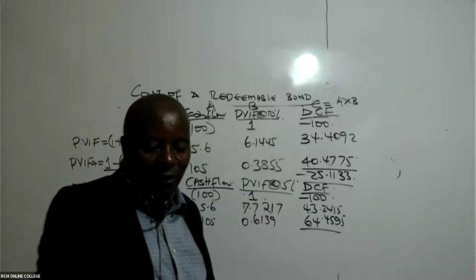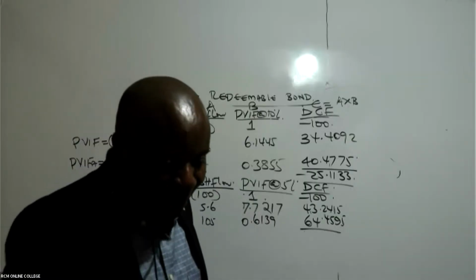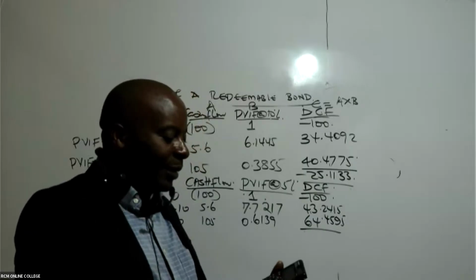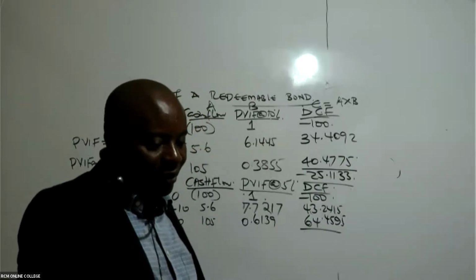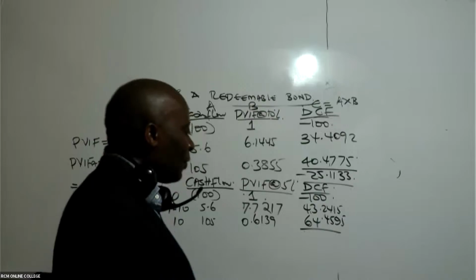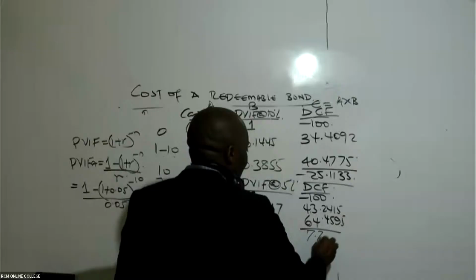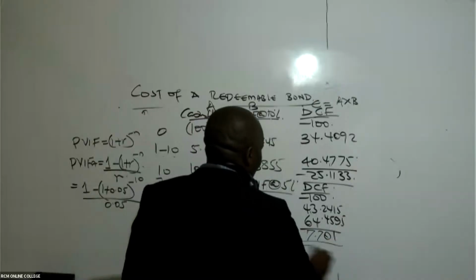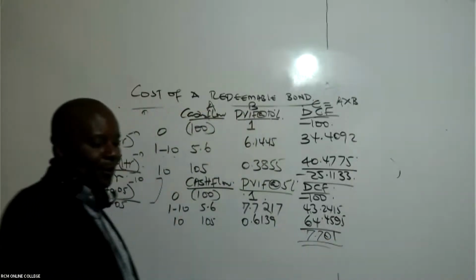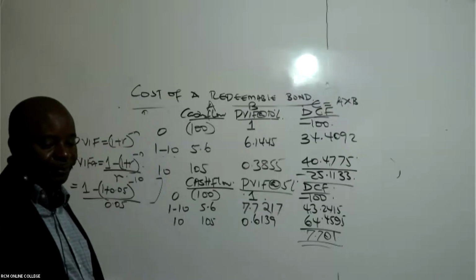What am I getting as my final answer? Myself, I'm getting 7.701. So 7.72, I'll be able to accept that one because of rounding off errors. That I will accept.